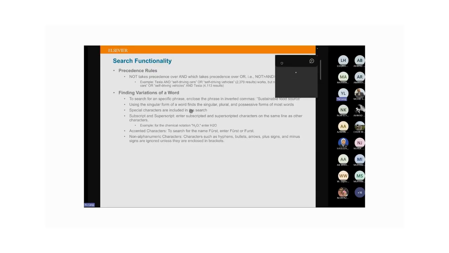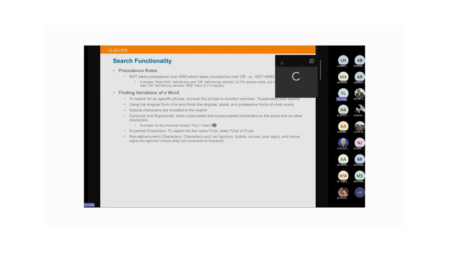For singular and plural forms, you will receive the same results. With S or without S, you will get the same result. And also for some special characters, like in this example, chemical notation page 20, you can enter the subscripted or superscripted characters on the same line as other characters. So you no need to make the 2 into the subscripted format. You can just use the normal 2. And also, it's not case sensitive. So capital letter or small letter, you will receive the same result.